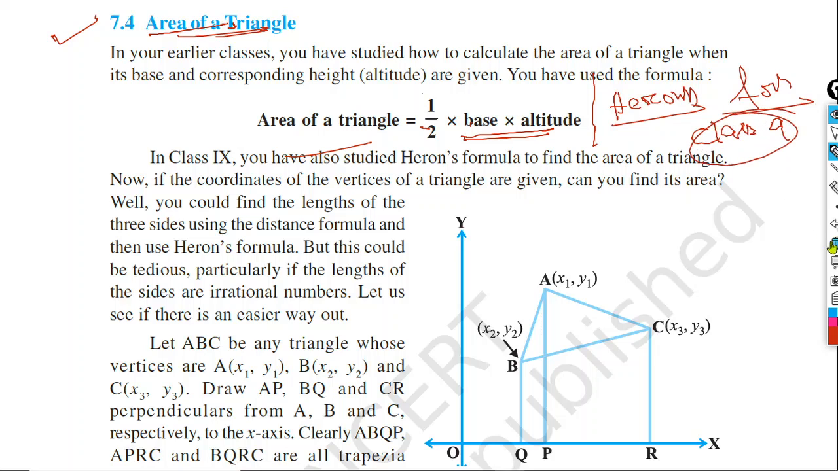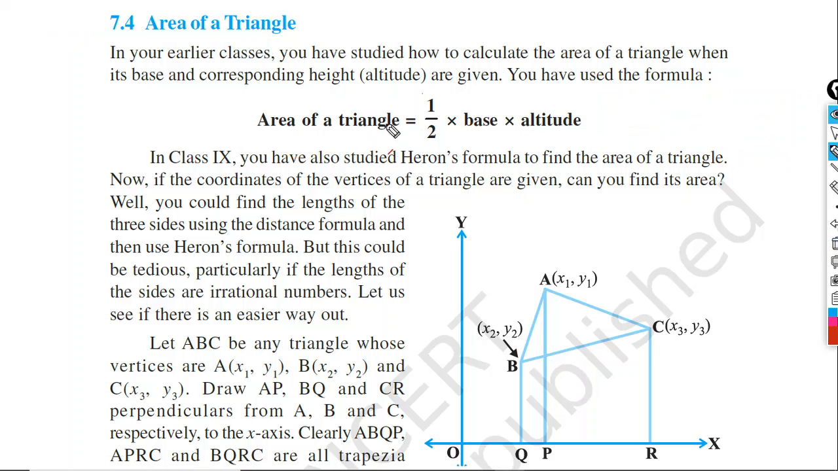Okay, now today we are going to learn how to find the area of a triangle when coordinates of the vertices are given. That means A, B, C for this case. The vertices are given here as x1, y1, x2, y2 and x3, y3. In this case, how can we find the area of this triangle?